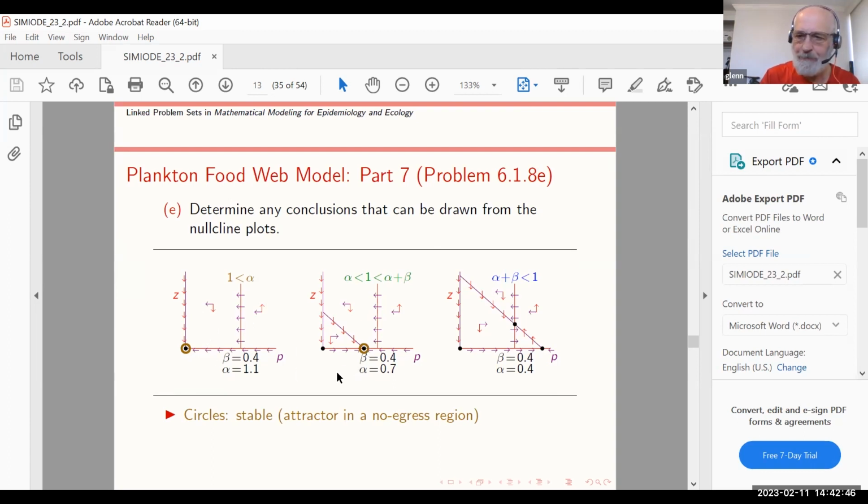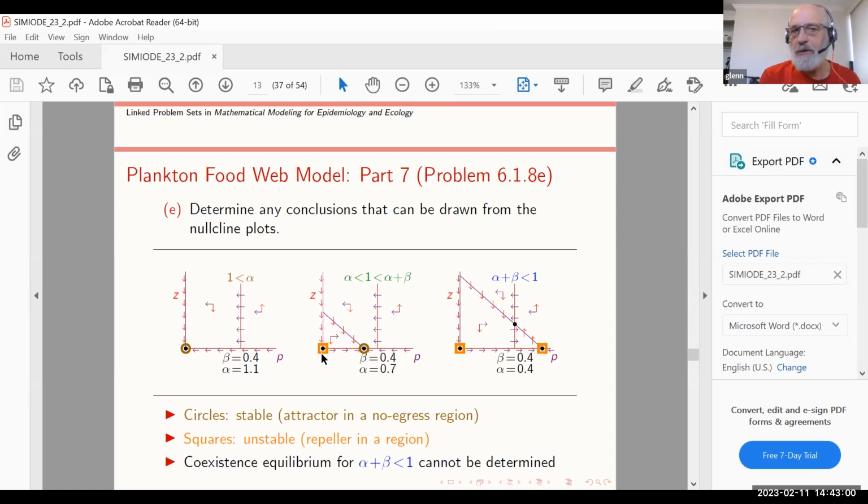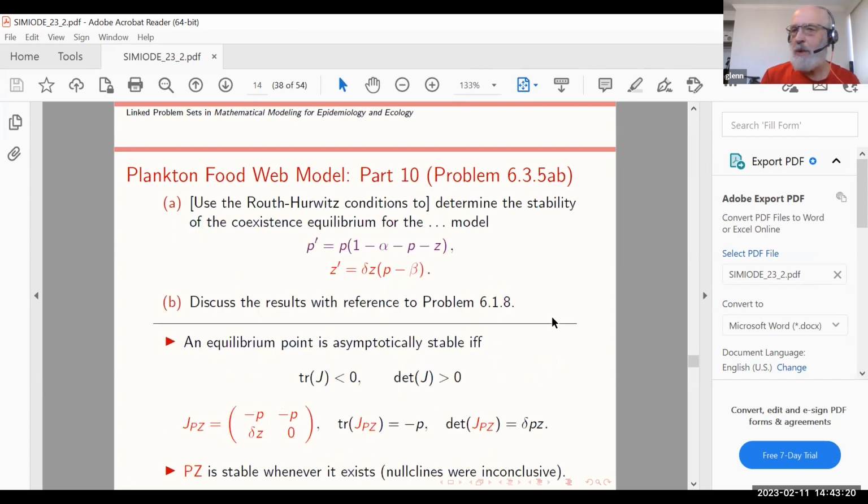Same thing for this one. The squares are unstable because they are repellers in some region. So if you're in this region here, you cannot get to that 0,0 equilibrium because you're forced to move to the right. And this is a good example to look at, which is why I picked it for this talk, because the coexistence equilibrium for the most complicated case cannot be determined from null lines. It looks like we could be circling around. We could be spiraling in or we could be spiraling out, and we won't know the answer until we do an analytical method, which is what we're going to do next.